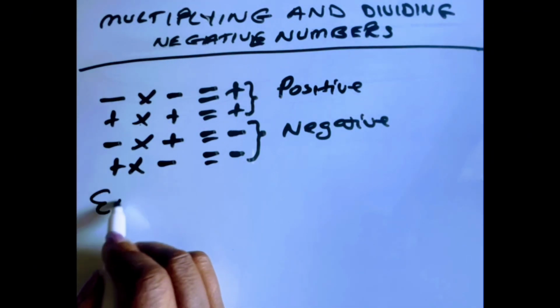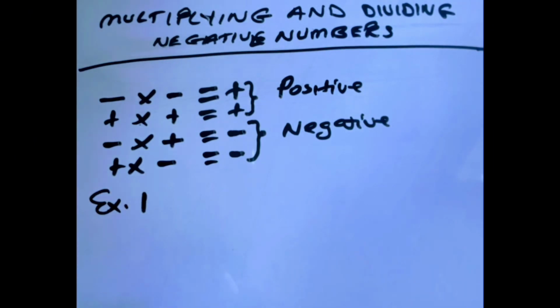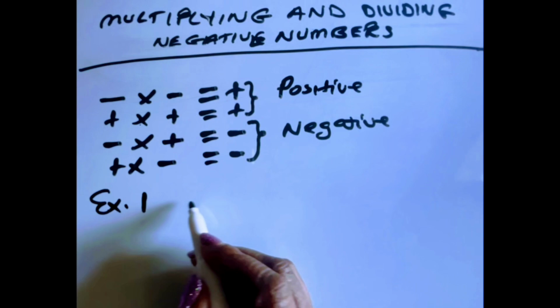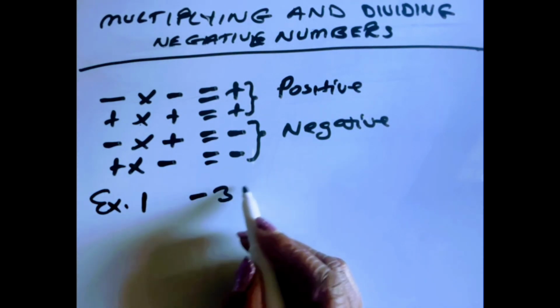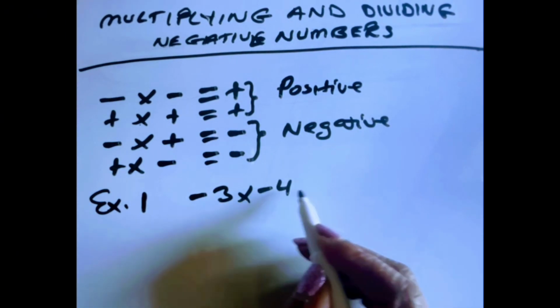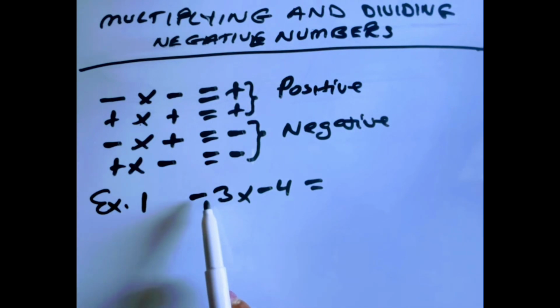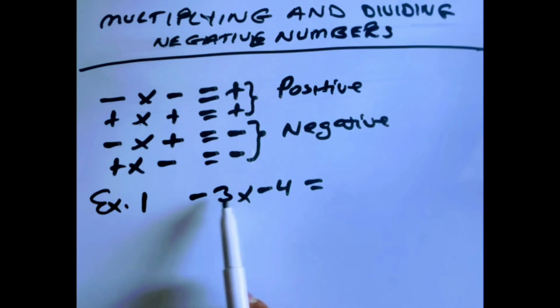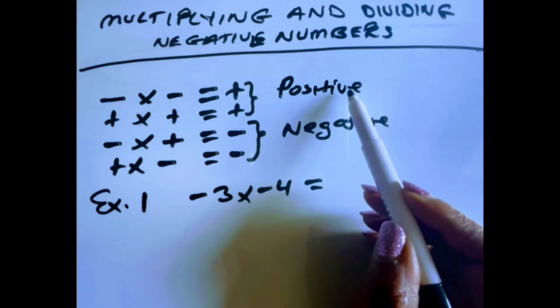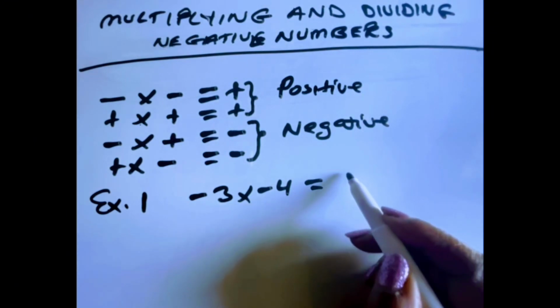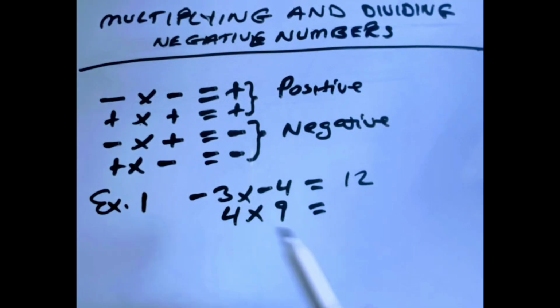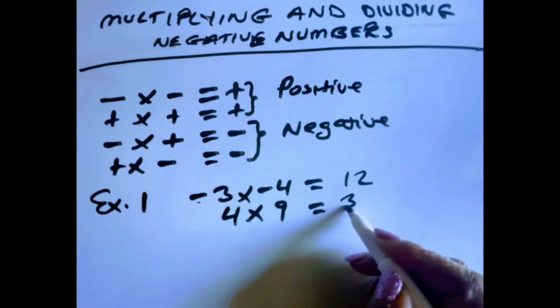So the first example is when you have two negatives. So you have a -3 times -4. These are two of the same, they are both negative, so the answer will be positive. So that will be a +12. Two of the same, positive and positive, will also give you a positive number.